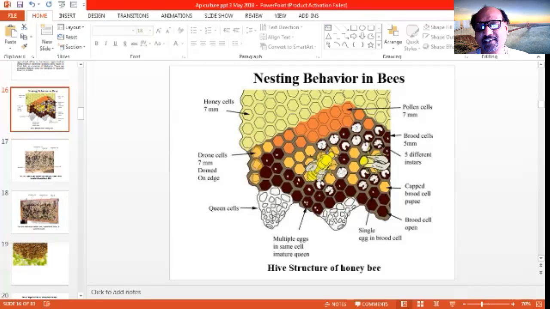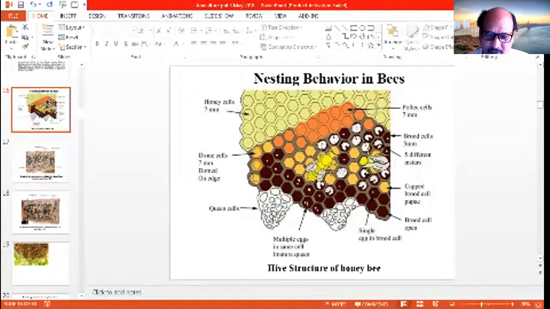Below the honey storage cells there are pollen cells. The pollen collected from plants and flowers is stored as bee bread. Then below that are the brood cells. In the brood cells the queen lays eggs, and there are 5 stages in the life cycle: the newly hatched larva, then the first instar, second, third, fourth, and fifth instar. The sixth is the pupal stage, and after that the adults emerge.